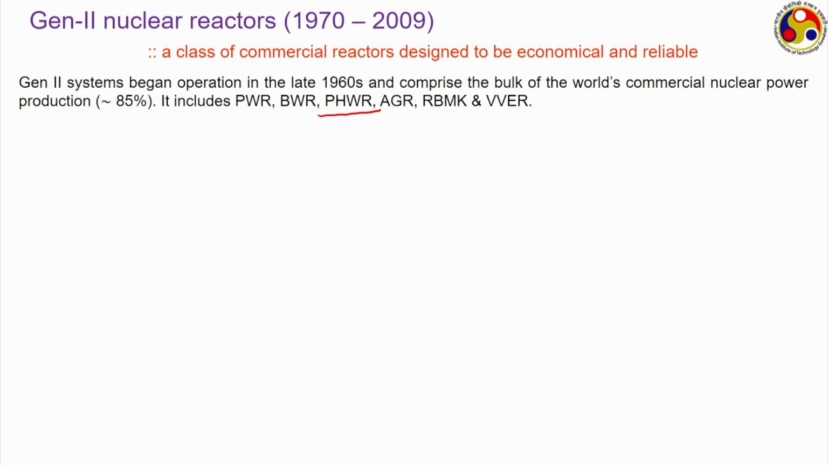But still, most of the reactors over the world are of PWR and BWR category, with certain countries like Canada and India focusing on PHWR, and UK and France focusing on the gas cooled reactors. RBMK and VVER are more used in Russia.